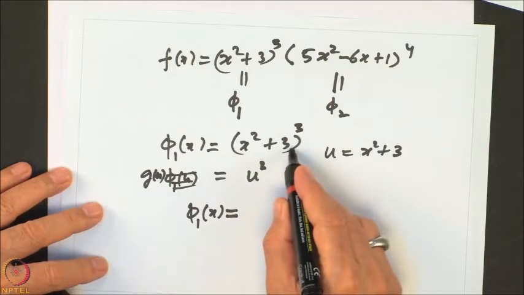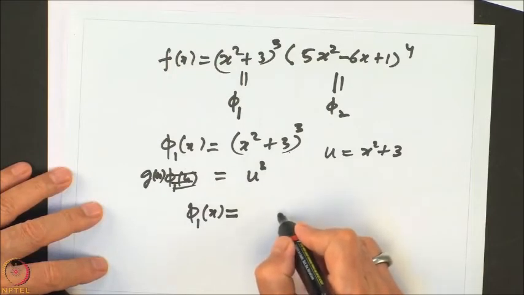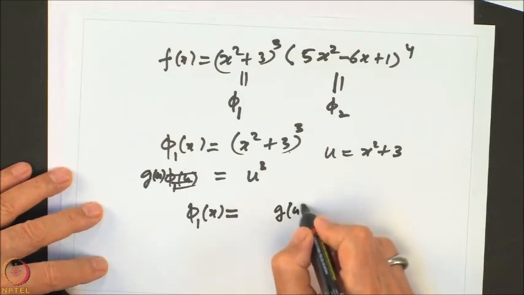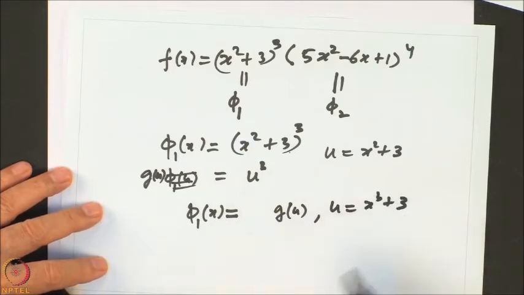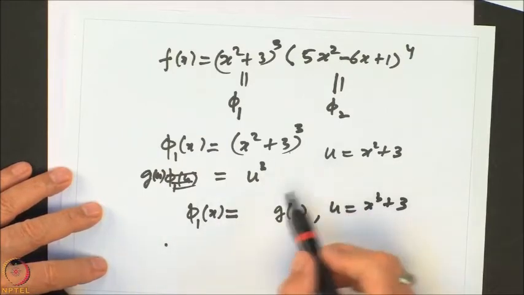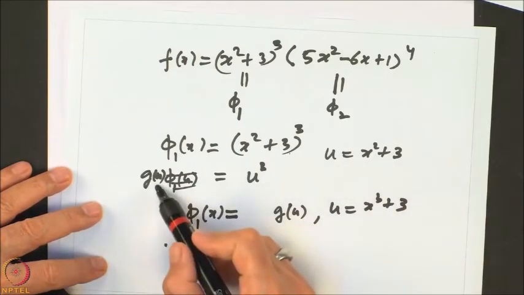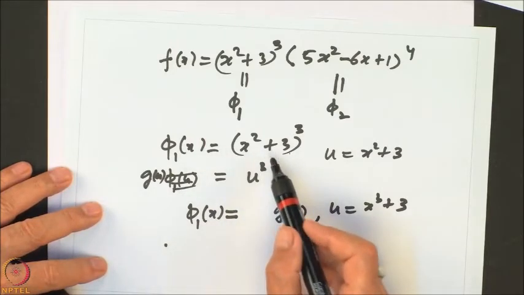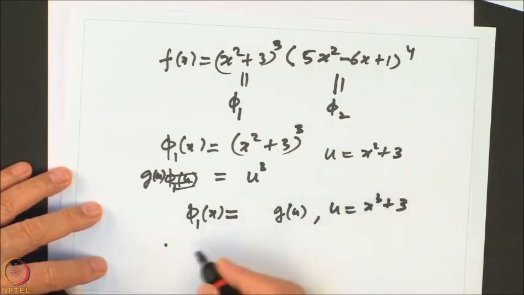So this is a composite function where phi 1 of x can be written with u equal to x square plus 3, and g of u is u cube. If I look at the function u equal to x square plus 3, that is differentiable, and g of u equal to u cube is differentiable. So this function can be written as a composite function f composite g, or g composite f, whichever way you want to write it.